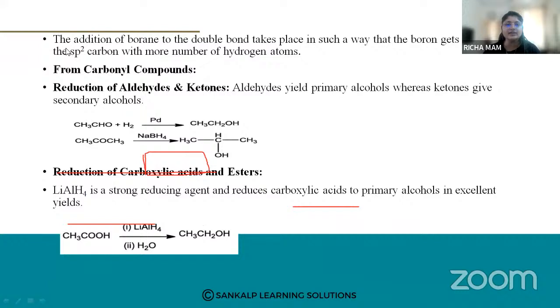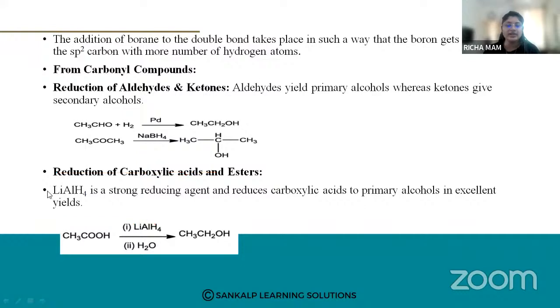So here you can see the addition of borane to the double bond takes place in such a way that the boron gets added to the sp2 carbon with more number of hydrogen atoms. Okay, so it will follow the anti-Markovnikov rule. It will follow what rule? It will follow the anti-Markovnikov rule. Okay, so let us go further.